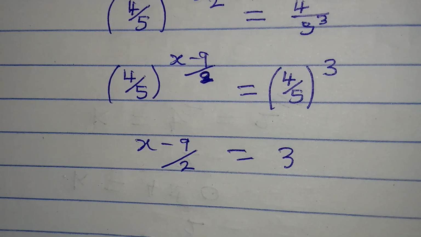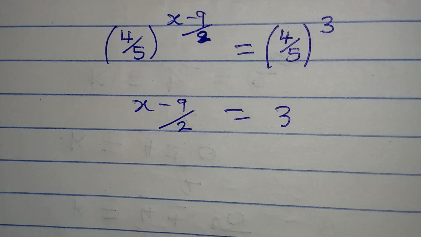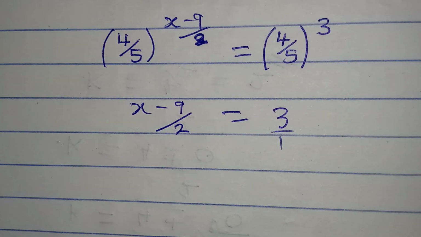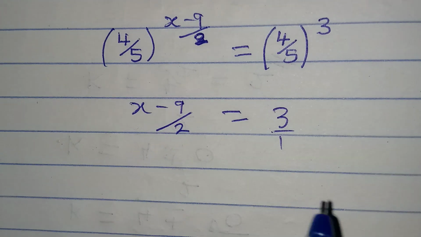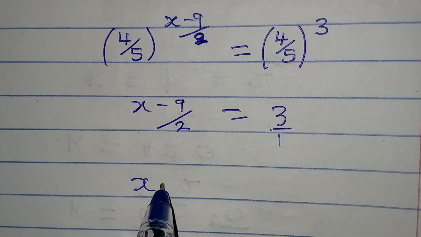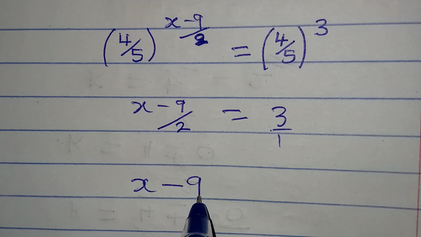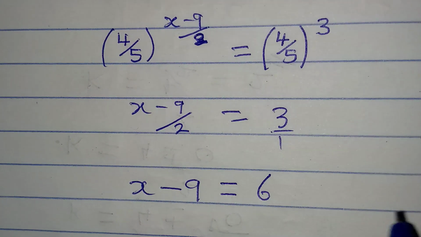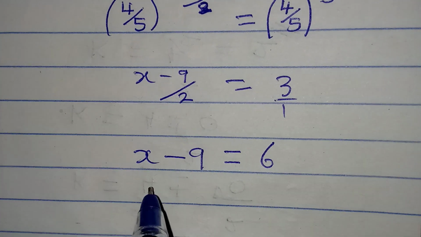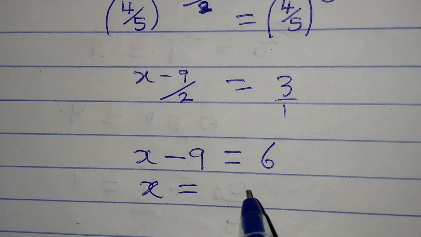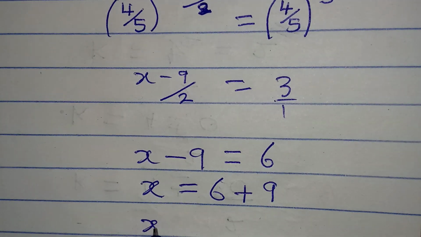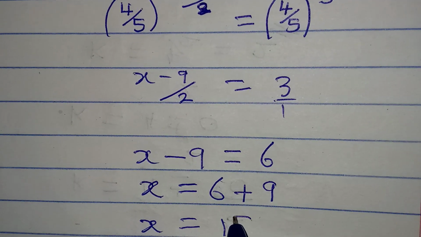And then from here, we can cross multiply, so we get the value of x. This is over 1. x − 9 times 1 will give us x − 9, and that will be equal to 2 times 3, which will be 6. And from here now, our x will be equal to 6 + 9, and our x is equal to 15.